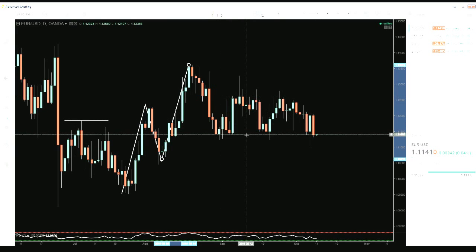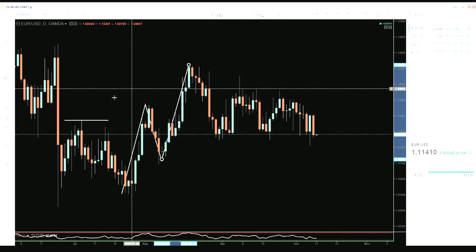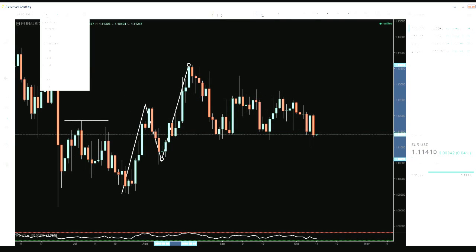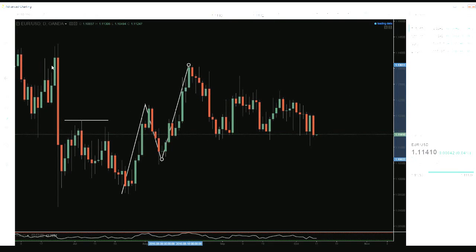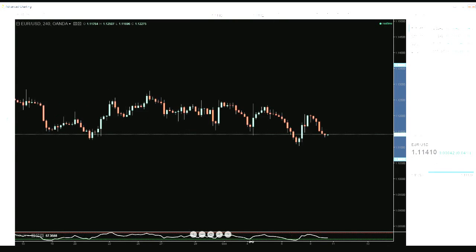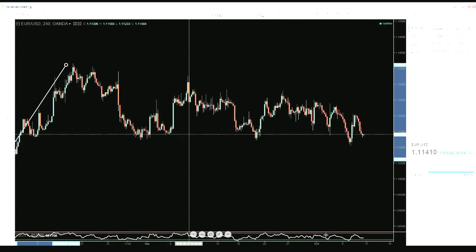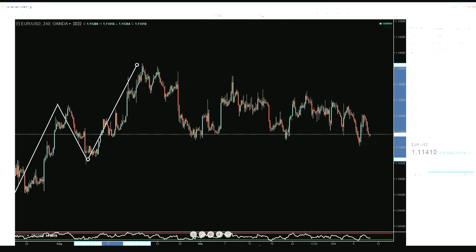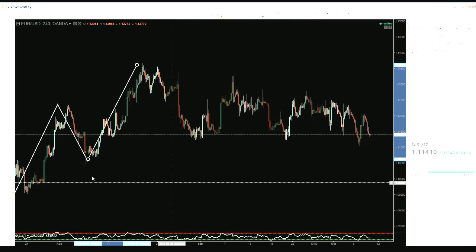We find a little bit of support right here where price is currently, but if we drop down to a lower time frame on the 4 hour, you're going to notice that we have a potential advanced pattern setting up.